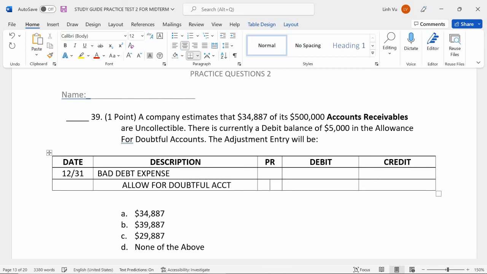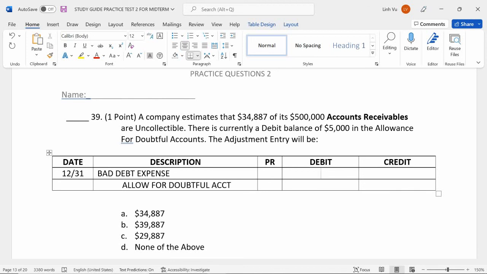Now, in this case, what is the rule of thumb here? Which method are we going to be using? The keyword here is accounts receivable. So that's going to tell you that you're going to be using the balance sheet method. If we're using the balance sheet method, that means the allowance for doubtful accounts appears on the balance sheet and it will affect your result.